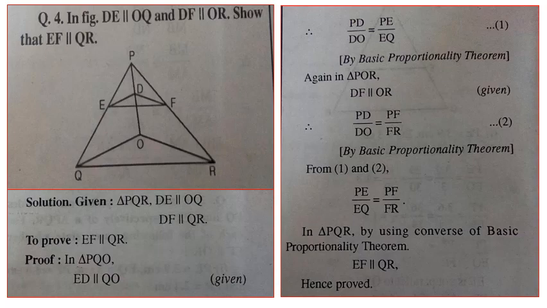Now in triangle PQR, by using the converse of basic proportionality theorem, EF is parallel to QR. Because we have the result in triangle PQR, PE by EQ is equal to PF by FR. It means that EF divides the sides PQ and PR in the same ratio. Therefore, by the converse of BPT, EF is parallel to QR. Hence proved.